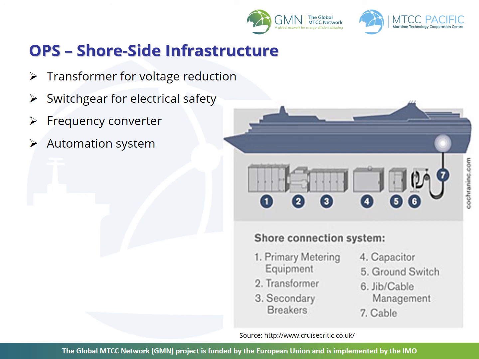Frequency converter. The majority of ships operate with a 60 Hz supply, whereas local power grids in many parts of the world use 50 Hz. As a result, most shore-based power connections will require a frequency conversion. Automation system. To allow personnel to coordinate the connection of cables and synchronize the ship's electrical load to the shoreside supply.